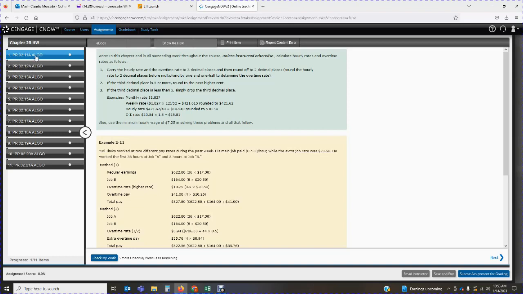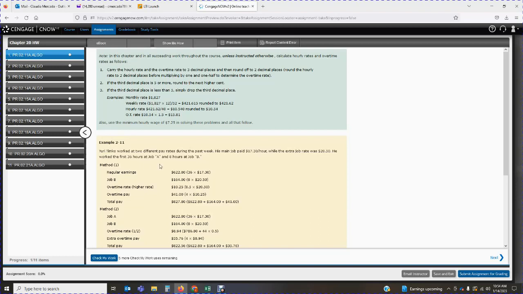Now if you notice, all of my problems are algorithmic, which means that the students are going to be completing problems with specific tasks, but every student will have different numbers. Hopefully that will deter any cheating. But basically, students, every time that you take an attempt, students have 2 attempts, you will have different problems.